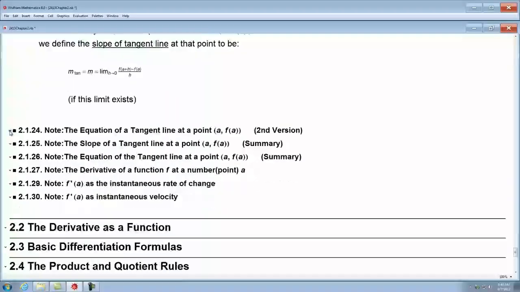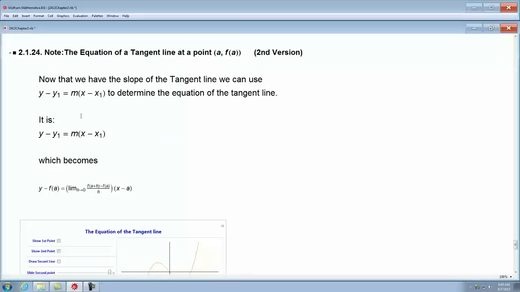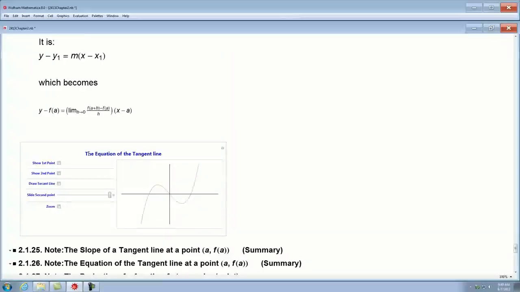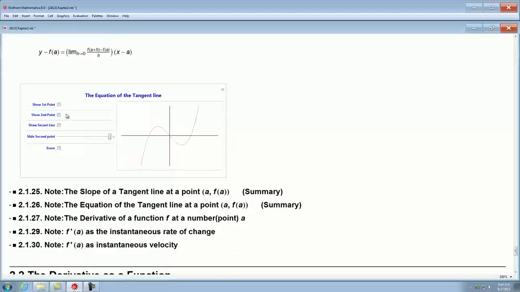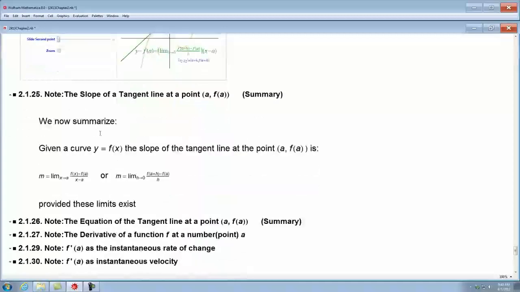And since we have a second version of the slope of the tangent line, we're going to have a second version of the equation of the tangent line. So if we try and find the equation of the tangent line at some point on our curve, we use the point slope formula. y1 is f of a, x1 is a, but now our slope is this limit instead of the one from before. So you can use either one of those formulas to find the slopes of tangent lines or equations, the first or the second version. So when we do this, we drag that line over, bam, that tangent line has this equation.